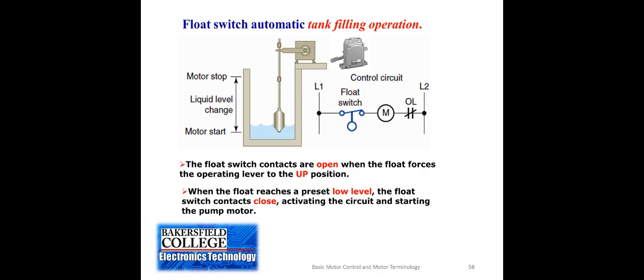If the tank is much larger than the float switch is able to detect, then they will put two float switches. They'll put one at the bottom that will signal the starter to operate, and one at the top, and that will signal the motor to stop. So we can use a single float switch or several of them, depending upon the size of the tank.